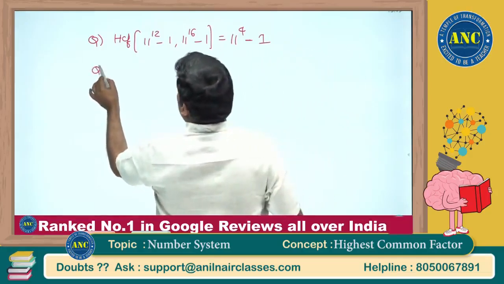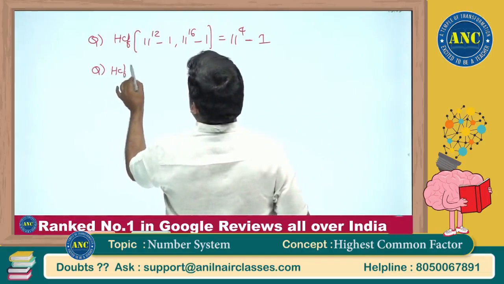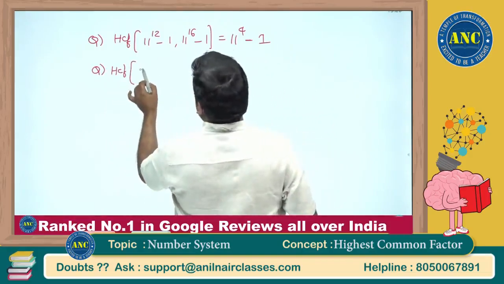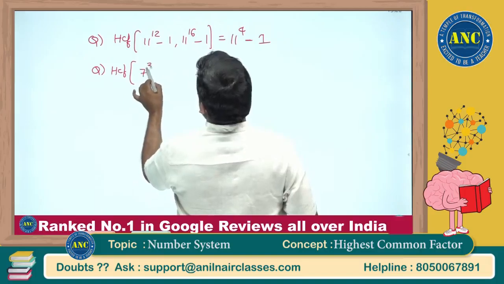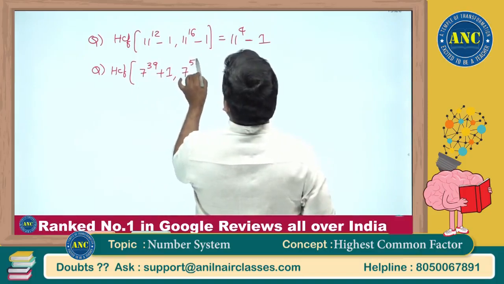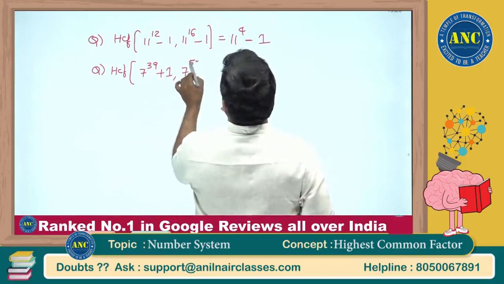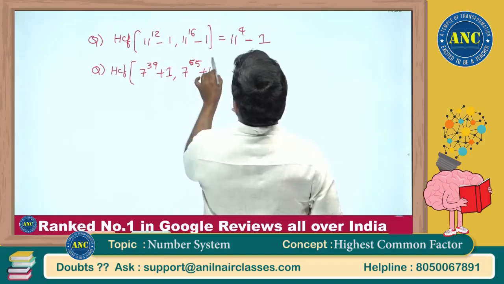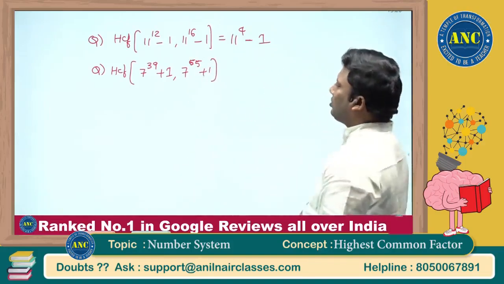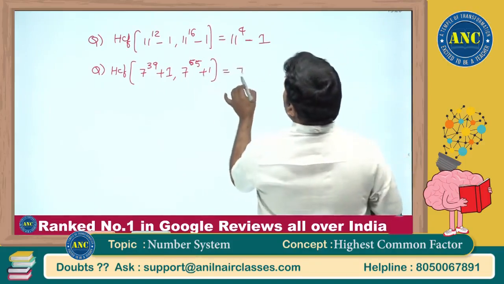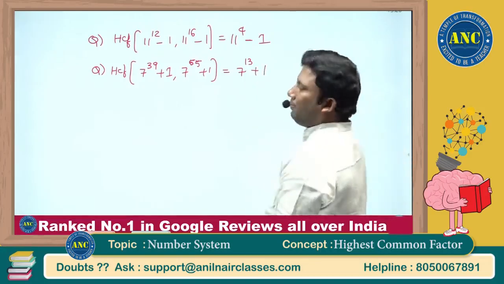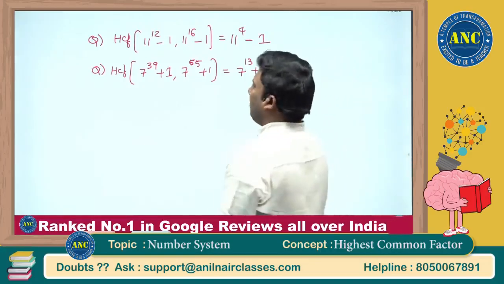Next one. Find the HCF of, for example, 7 power 39 plus 1, 7 power 65 plus 1. 39, 65, HCF it is 13. 7 power 13 plus 1.